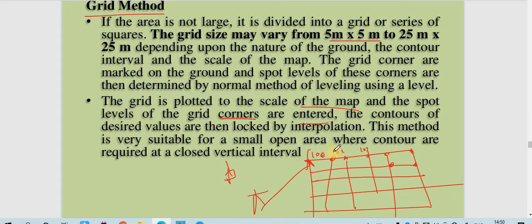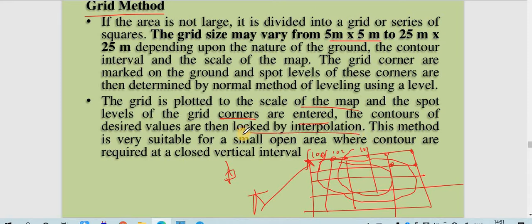So 101 will be lying between 100 and 102, so it will be passing from somewhere. With the help of interpolation, you will have to find out the exact point from where it is passing, and ultimately you connect all the points which have an elevation of 101, and you will draw a contour. And suppose you have to draw a contour which has an interval of 102.5. So 102.5, you will draw this. Suppose it is passing from here. So in this way you will have to draw a contour with the help of interpolation.